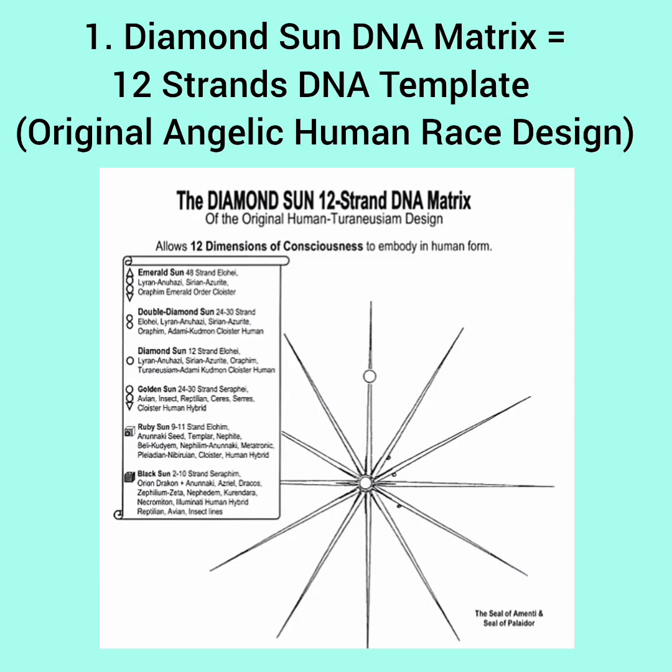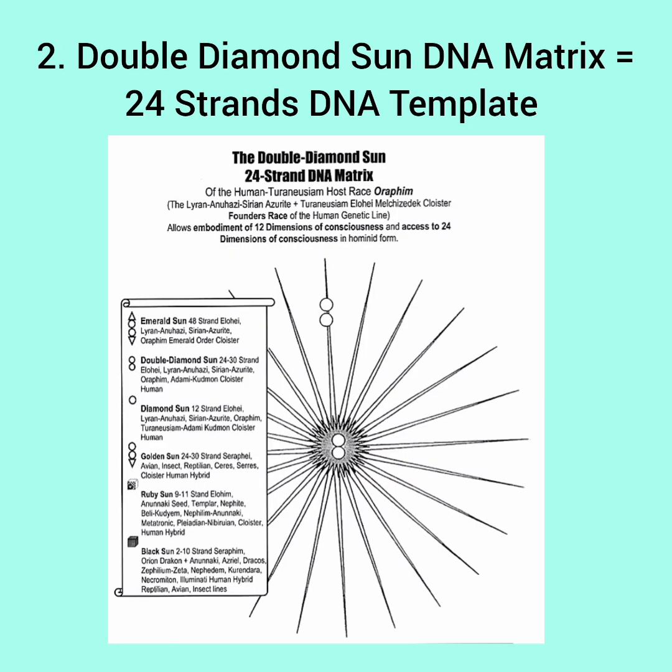For those who are having 12-strand DNA template, this is called as Diamond Sun DNA template, and they are incarnating from the dimension 10, 11, 12, that are the avatar. Next is 24-strand DNA template, which is called as Double Diamond Sun DNA, which are also called as Rishi identity of self, Rishi identity of consciousness, coming from dimension 13, 14, and 15.